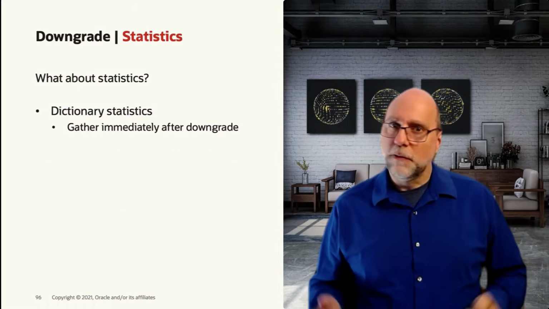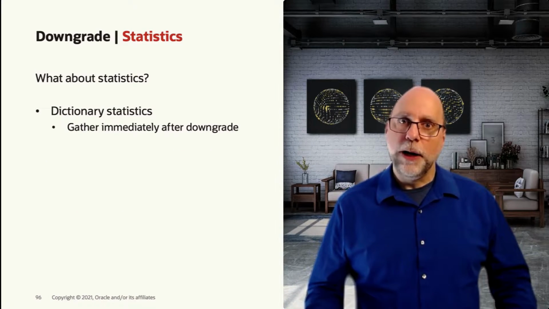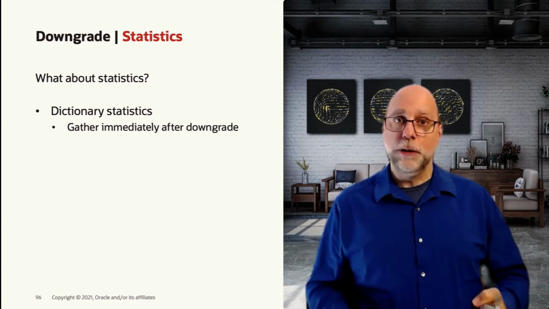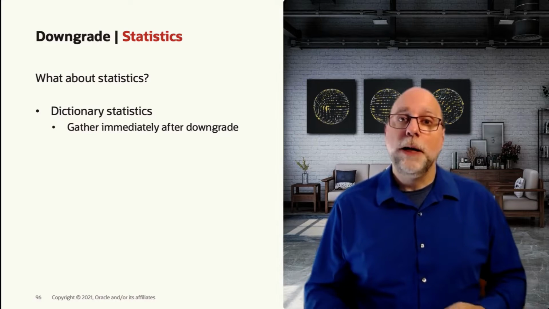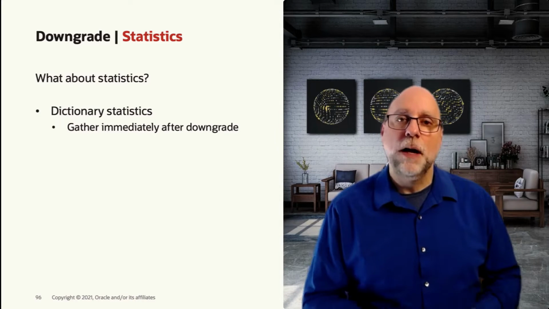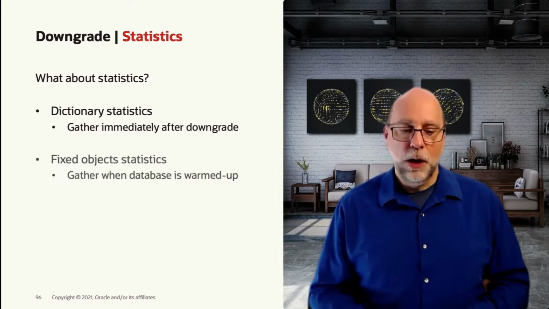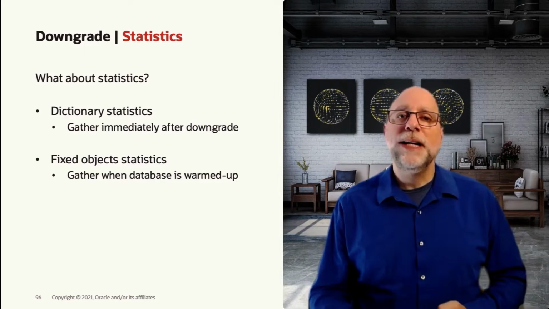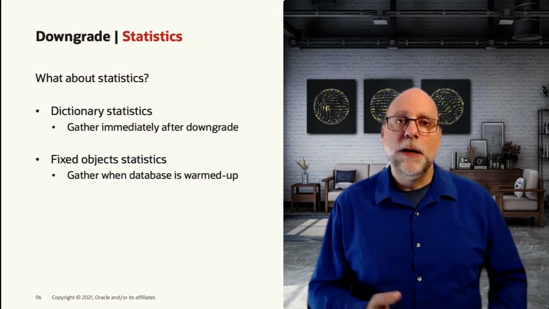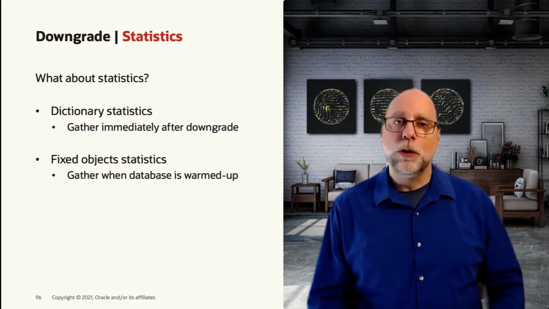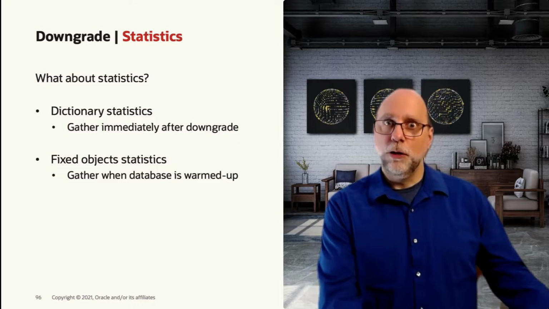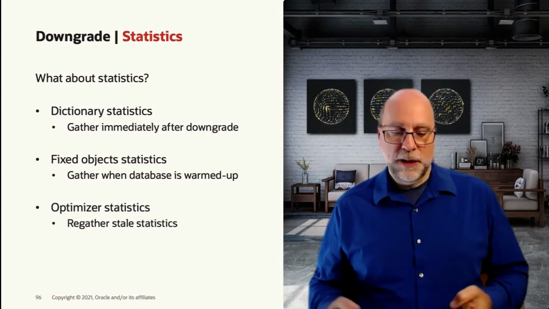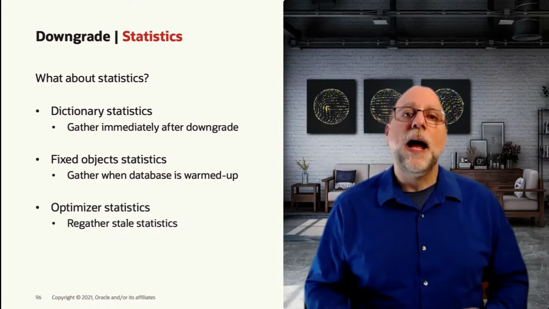What about statistics? Well, again, just like with upgrade, we would suggest that after the downgrade, you immediately gather dictionary statistics because the downgrade is, after all, going to heavily affect the dictionary of the database. For fixed object stats, again, just like the upgrade, we suggest regathering them after your database has had some time in a typical workload in the version that you're now going to be running. And then for optimizer statistics, well, just regather stale statistics as you normally would.